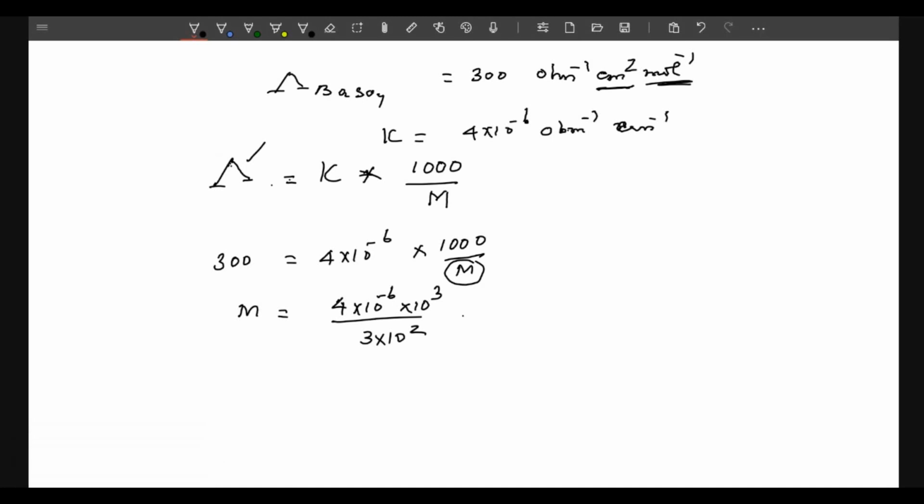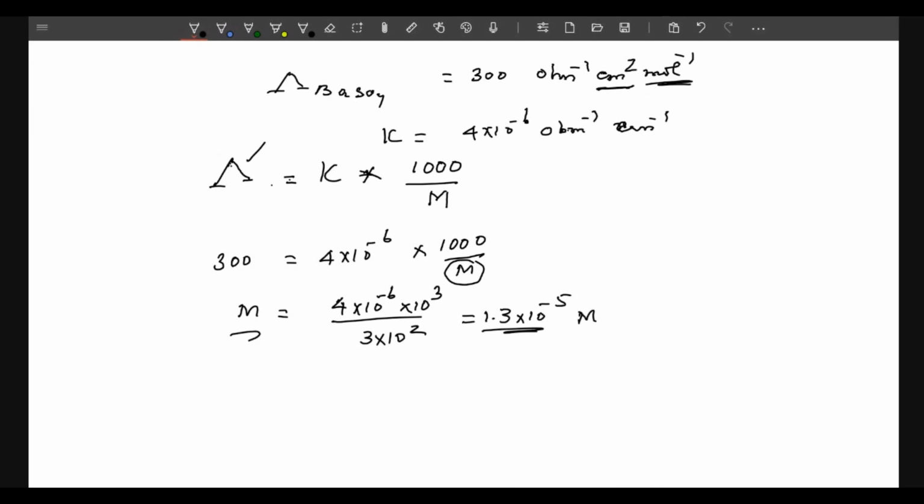1.3 into 10 to the power minus 5. This is the molarity, that is the solubility. You are asked to calculate the solubility. So many molar solution. Next, what is asked? Find out the solubility product. What is the solubility product?